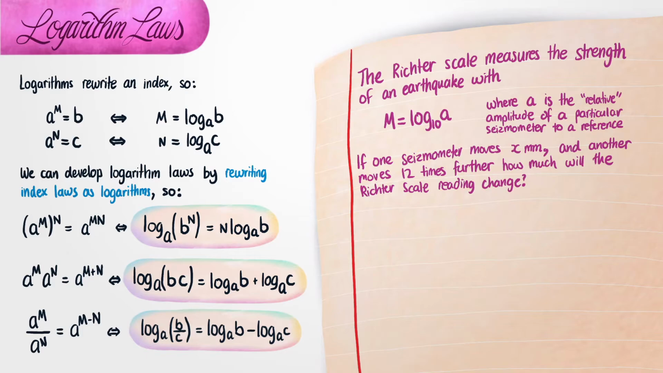So this is a really chunky problem, so let's go through it together. The Richter scale is a special scale that measures the strength of an earthquake. To figure out the magnitude of an earthquake, which is the M, we use the formula M equals the log base 10 of the number A. Now A is really just how far the needle on a seismometer actually moves relative to a reference point.